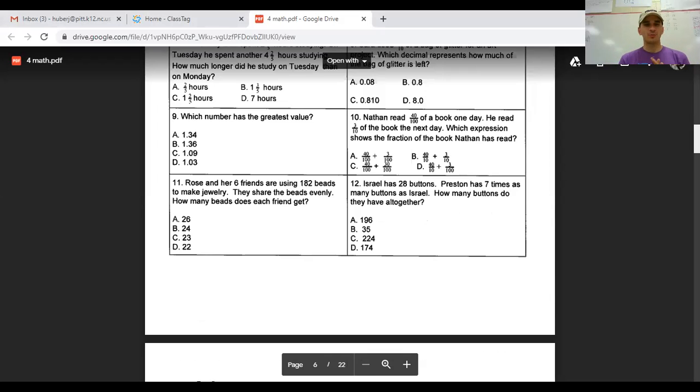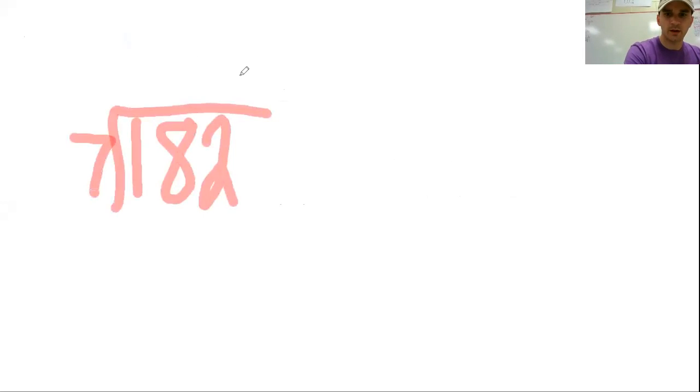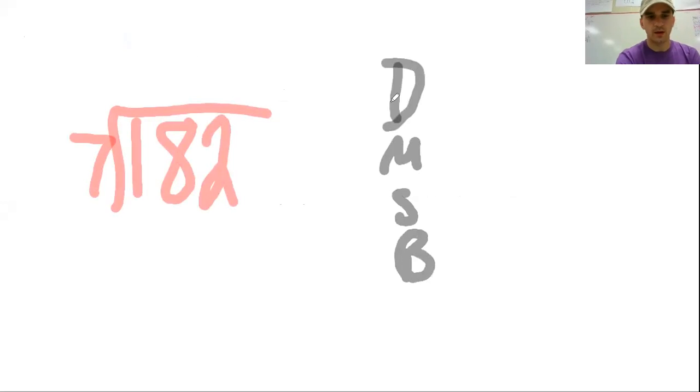Yes. Number 11, Rose and her 6 friends are using 182 beads to make jewelry. They share the beads evenly. Right there, that tells you you need to divide. How many beads does each friend get? Guys, Rose and her 6 friends is 7 people. Now, again, not a huge fan of the answer choices, because if you divide it by 6, there's not going to be an answer choice that's close up there. But let me get my whiteboard going here. If I did 182 divided by 7, 7 cannot go into 1, but it can go into 18 twice.